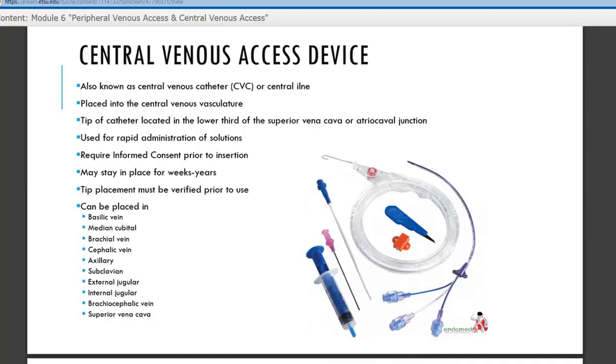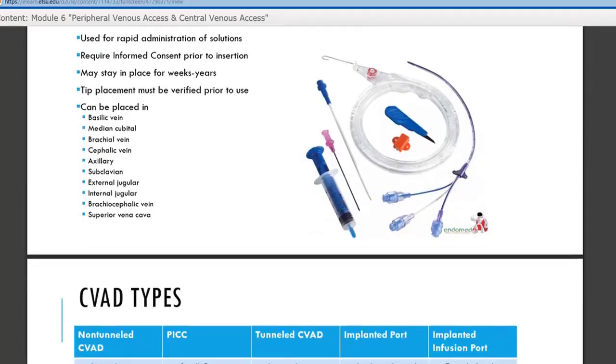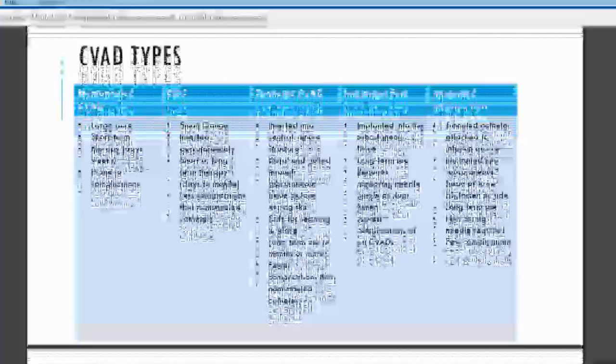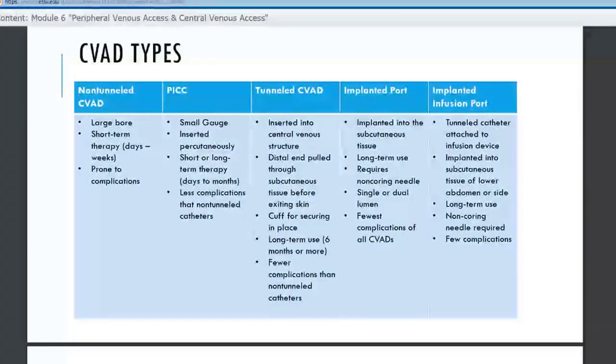As with the PICC line, which we'll talk a little bit about later, the tip is placed or verified by X-ray. Because they have to make sure that the tip is located in the area of the superior vena cava that they want it to be in prior to actually infusing anything through it. And you can see the list of the veins that can actually be used. So these are the types of central venous access devices.